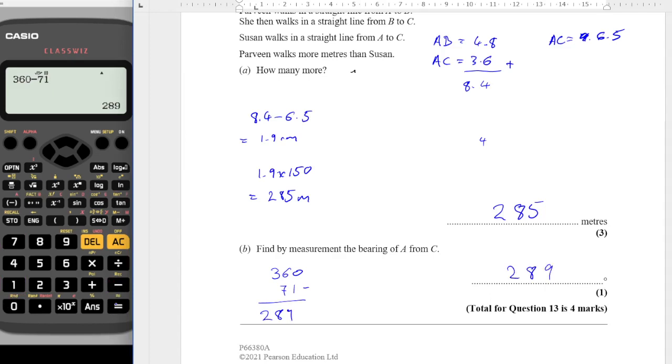And it's okay to be out by a degree. Let me just see whether it's explicitly clear in the mark scheme. Just give me a minute. Yeah, they've actually measured it at 288, but they've said anything in the range of 286 to 290. So two either way of 288.